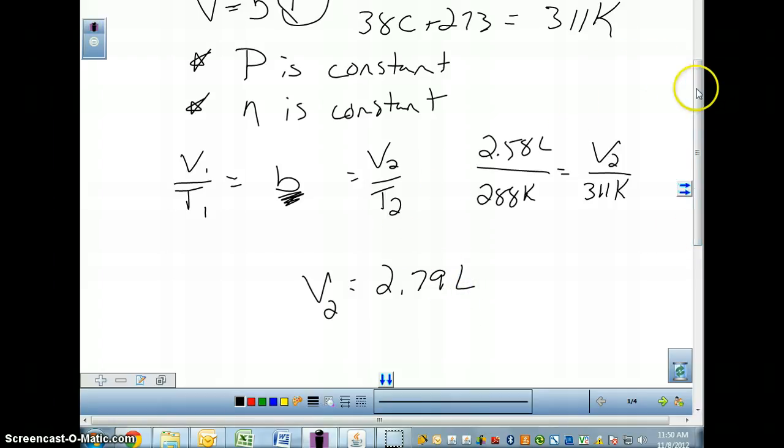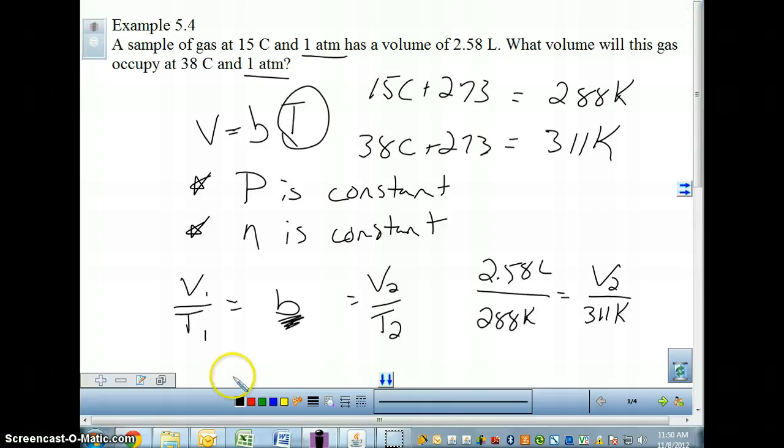This is useful if and only if we have a situation in which pressure is constant and the number of moles is constant. If the pressure changes or the number of moles changes, we cannot use Charles' Law. But there are still a lot of examples where the pressure and the number of moles will remain constant.